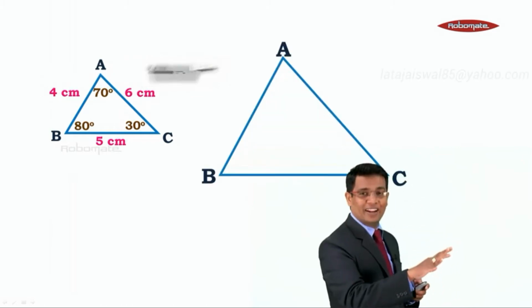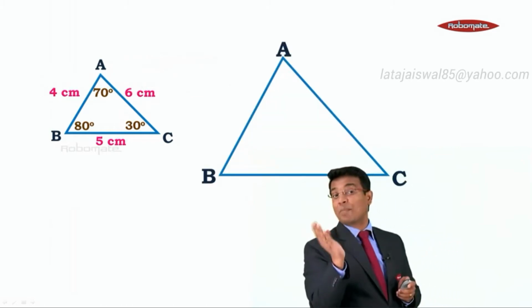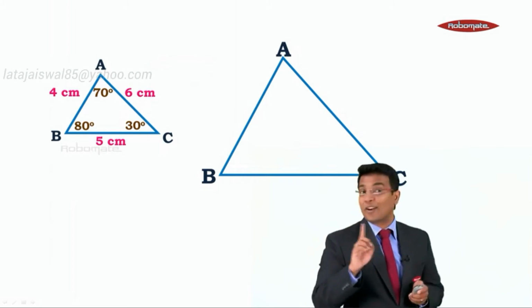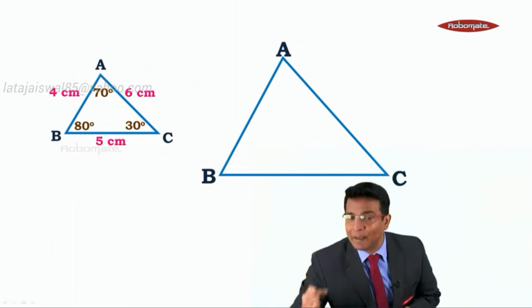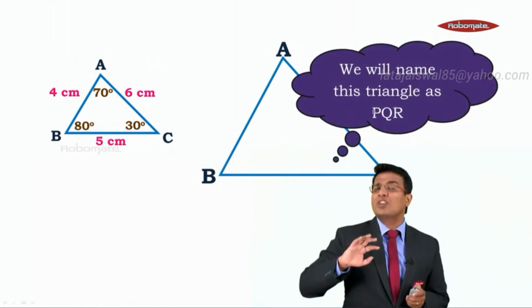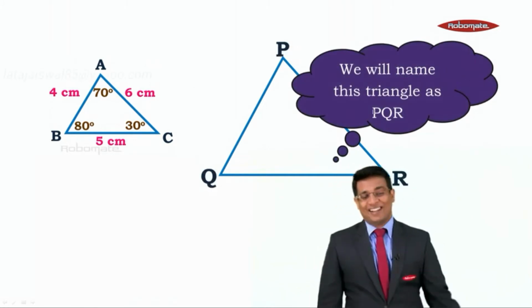So it comes out magnified. This is the same triangle which has been magnified. So the shape remains the same, but the size is not the same. That means they are not congruent, but they are similar, right? I don't want the name of this triangle to be ABC. I want to change it and I take it as PQR.